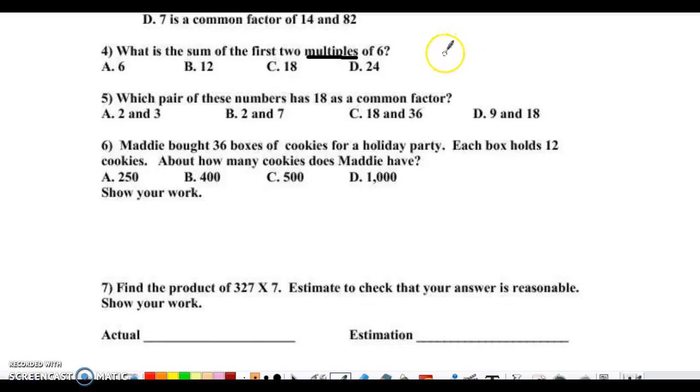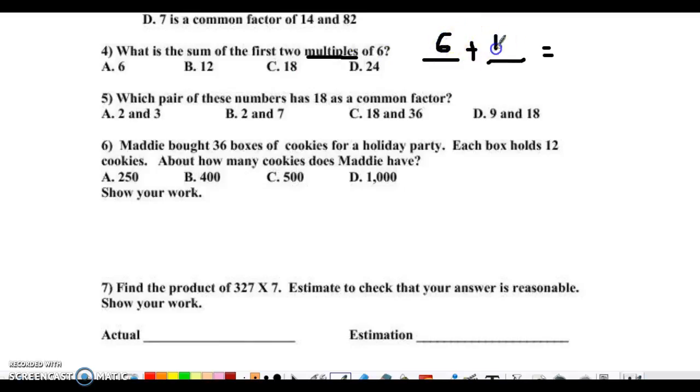In other words, if I'm looking for the sum of the first two multiples of 6, I'm going to skip count by 6. However, I'm looking for only the first two multiples. So I'm going to sing those first two multiples of 6, place them on these lines, and then add them together because I'm also looking for the sum of those two multiples. So let's skip count by 6.